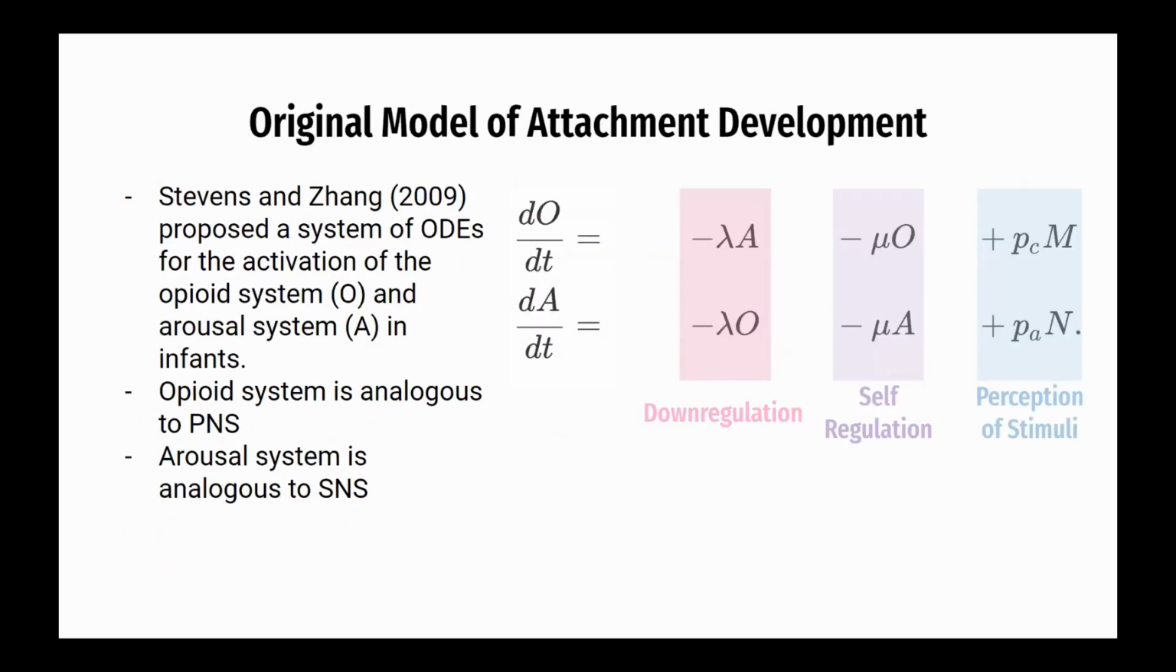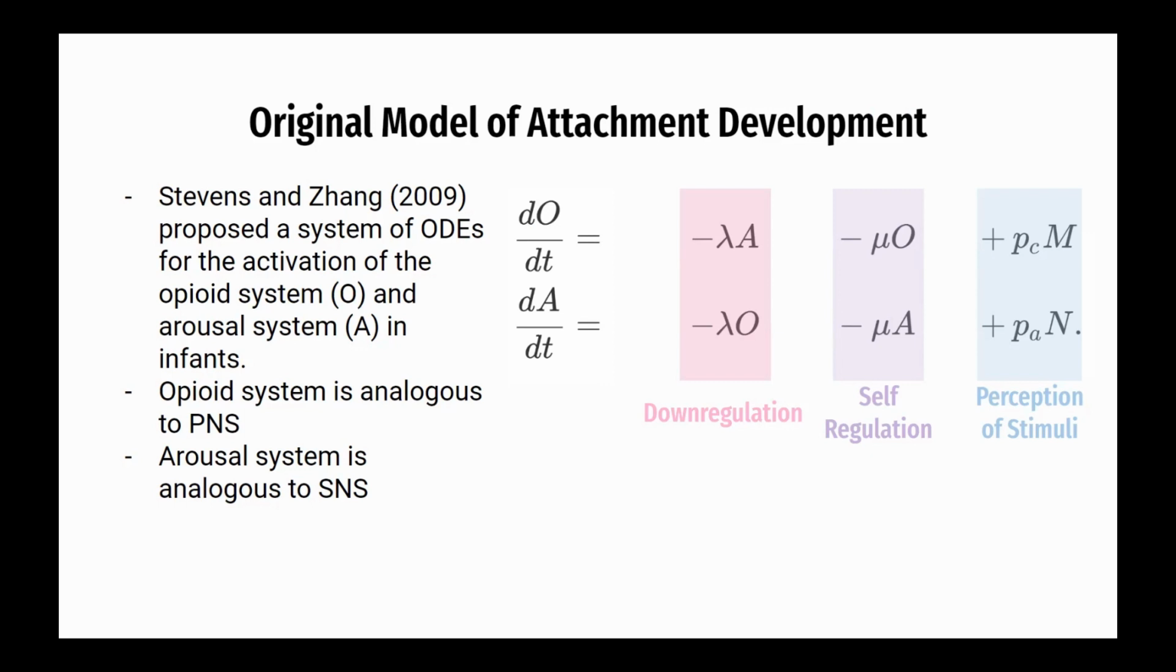So our model is actually based on another model that was proposed in 2009 by Stevens and Zhang on an infant's attachment development. They look at how the opioid system, or calm system, and arousal system, or anxiety system, in infants is regulated by itself, so self-regulation. And then there are also terms for downregulation, when one system downregulates the other system. And also terms including the perception of external stimuli, whether it's good calming stimuli or anxiety-inducing stimuli.